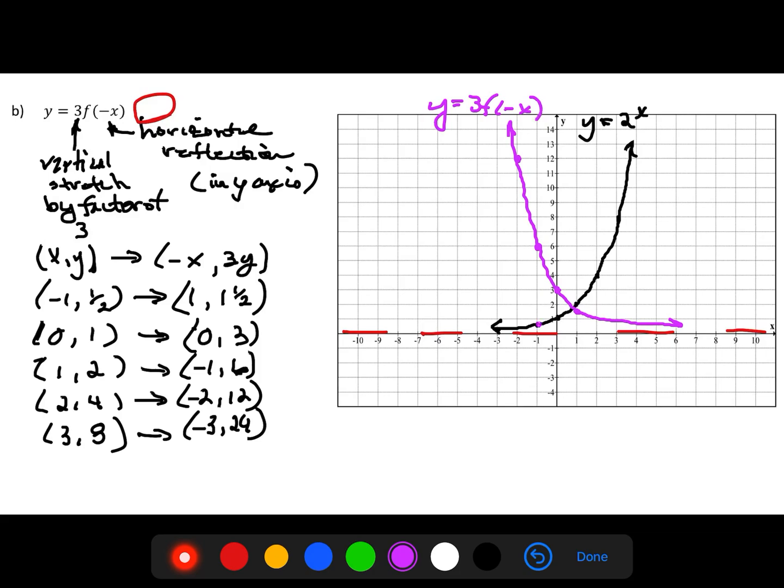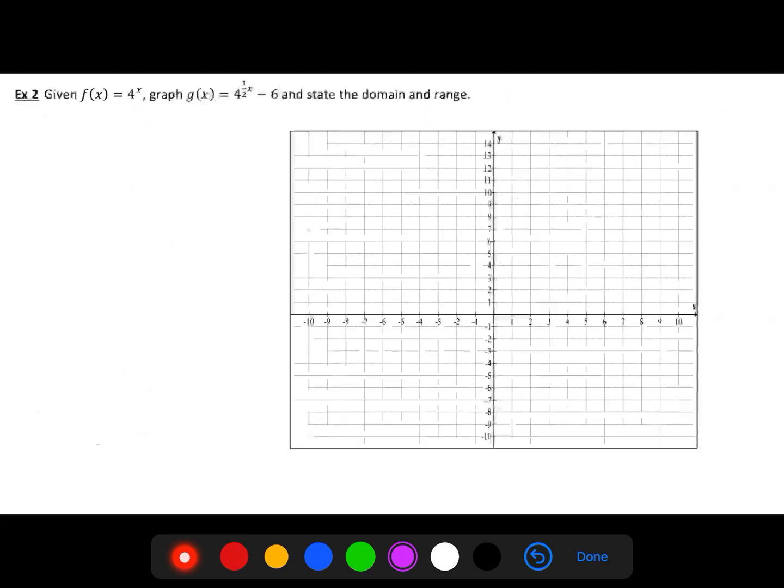Now again, we could have taken those points. If we looked at our point here, it's going to stretch to 1.5, but then reflect around the y-axis. 0 and 1 stretches to 0 and 3. 1 and 2 stretches to 6, but then reflects around the x-axis. So it moves up and over. And 2 and 4 again stretches to 12, but then reflects around the y-axis.